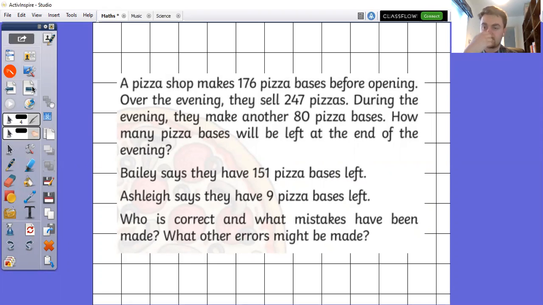So to start off with this question, I'm going to ignore what Bailey and Ashley are saying, and I'm going to work out what the correct answer is. So pause it, see if you can work it out. If you can, brilliant, then you can probably gloss over the next couple of slides. If you can't, then stick with me and we will go through it together.